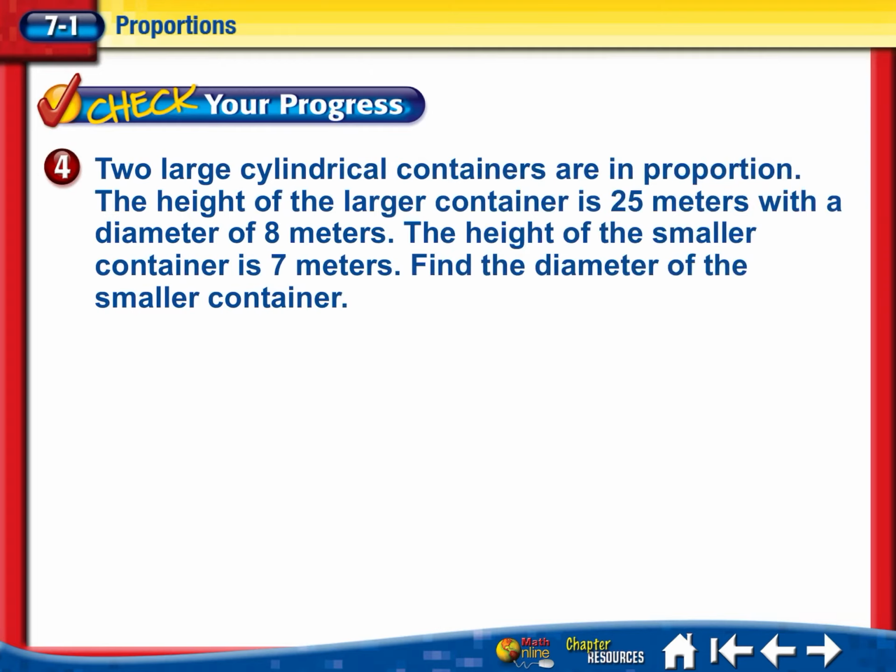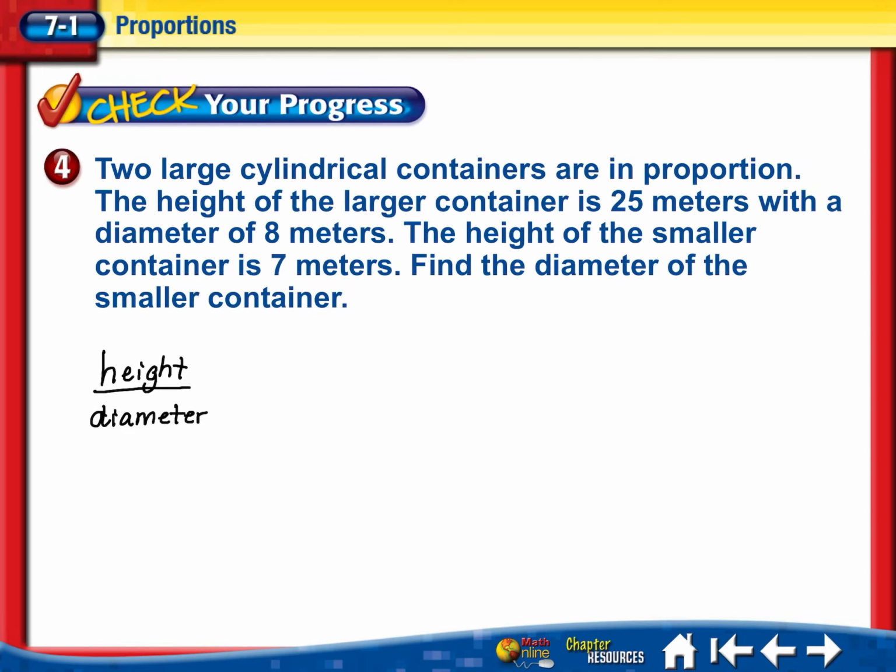Right, so two cylindrical containers are in proportion. The height of the larger container is 25 meters with a diameter of 8 meters. The height of the smaller container is 7 meters. Find the diameter of the smaller container. So we are looking at height and diameter.